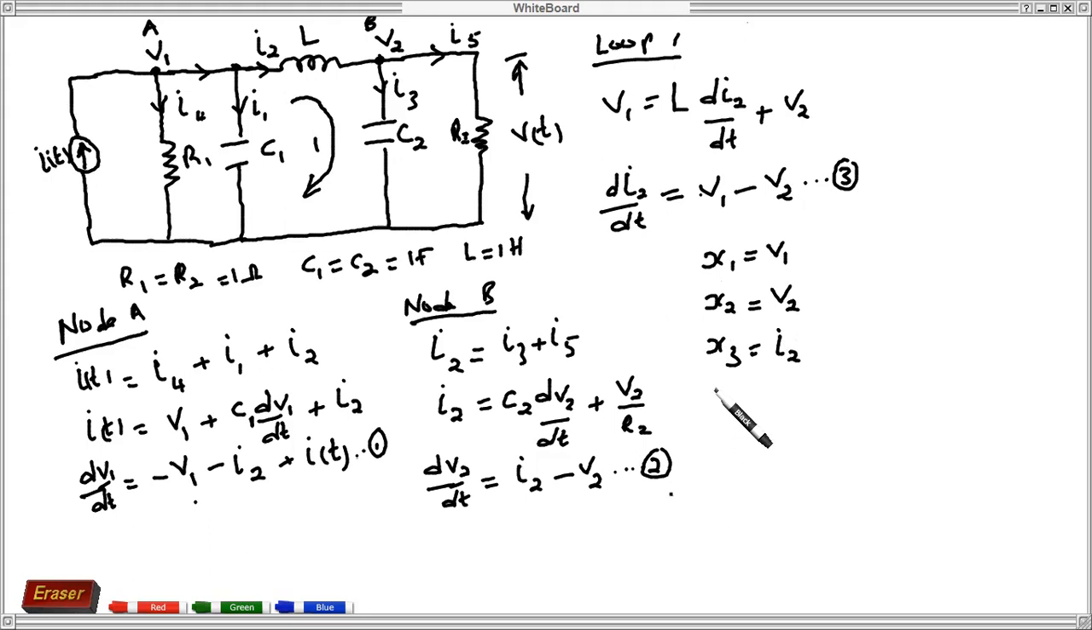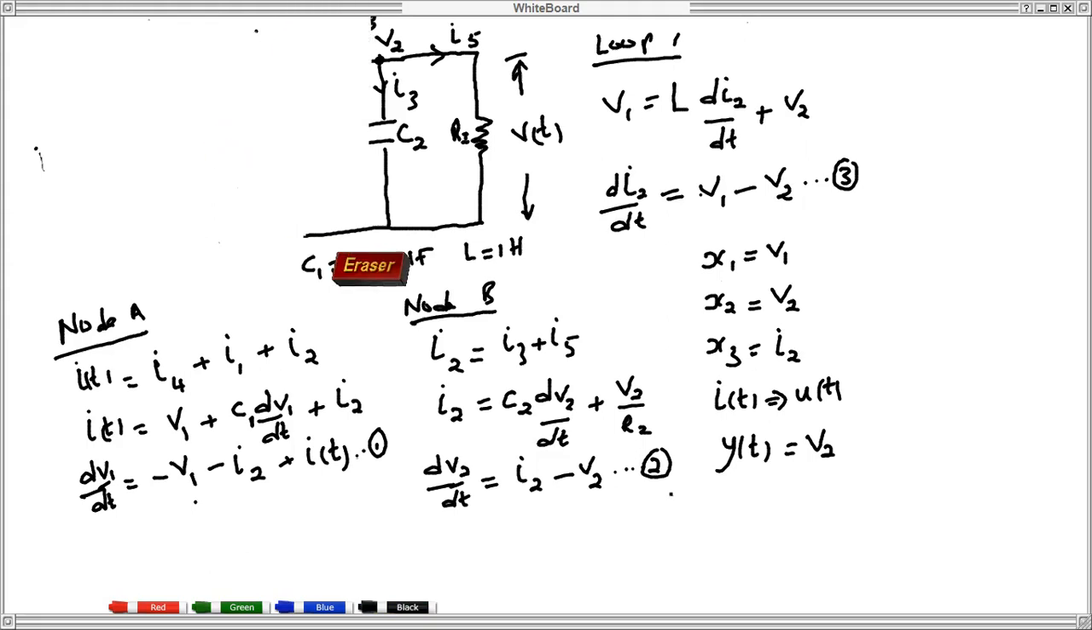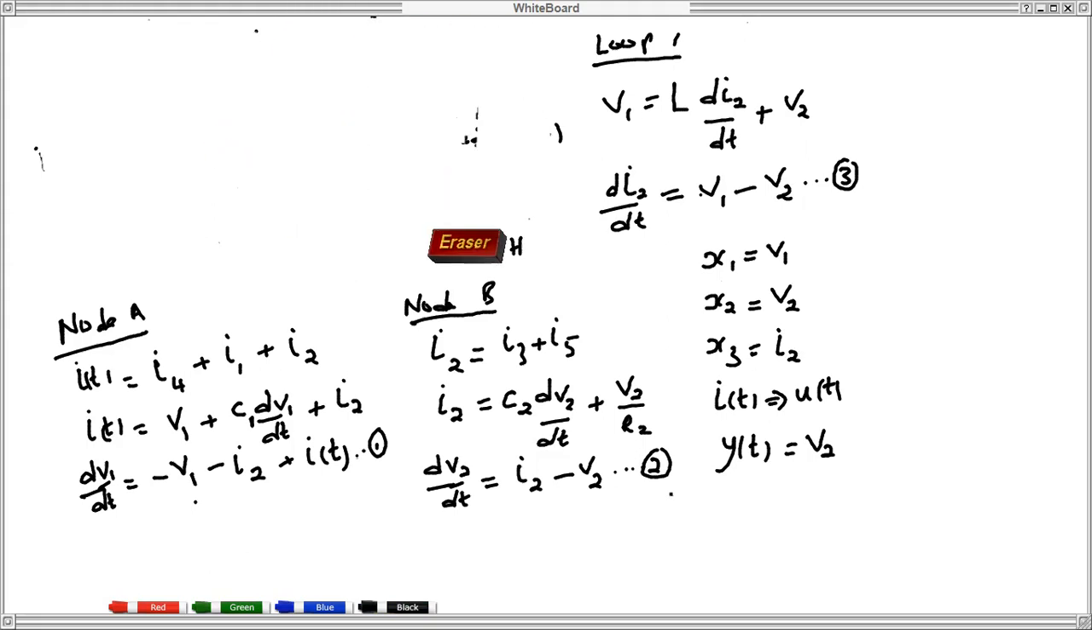Also, we know that our input I of t is our input U of t, and our output Y of t is equal to the voltage across the resistor R2, which is V2 of t. So those are the definitions of the given state variables, input and output of our circuit. Let's use equations 1 to 3 to write the state equation as follows.